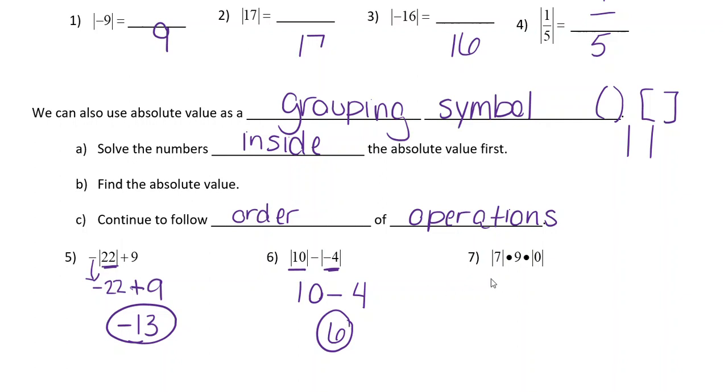So for this one, it'll be 7 times 9 times 0. 7 times 9 will come first, which will be 63, then times 0, and then 63 times 0 will be 0.